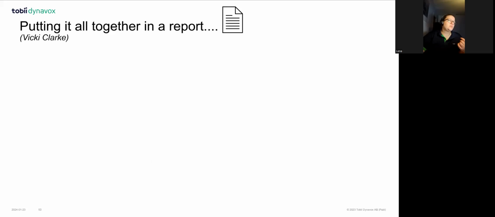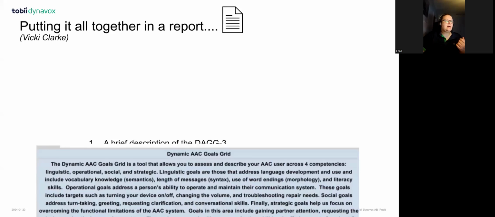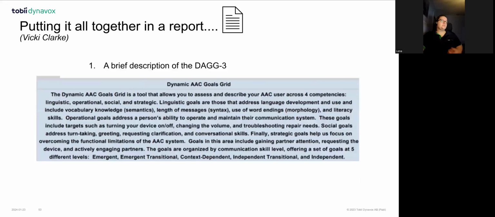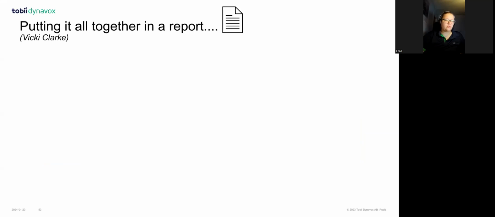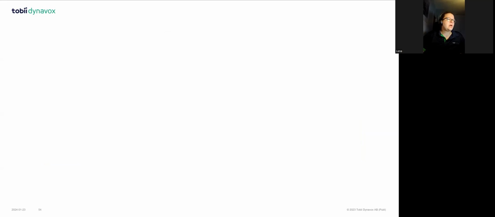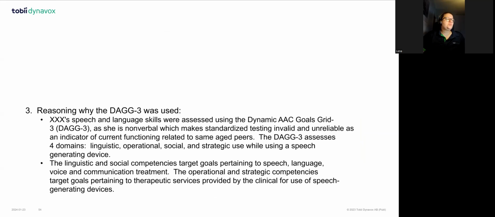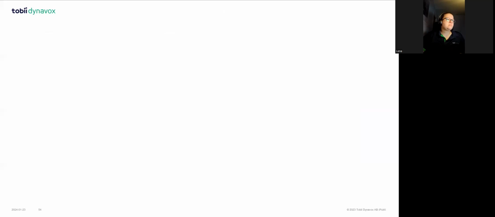And later on, we will put it all together in the report. There are some ideas. For example, Vicki suggests that we give a brief description of DAGG-3 if the report is for someone who does not know what DAGG-3 is. For different specialists, school, parents, you can include it in your report. Besides that, if you would like to reason why DAGG-3 has been used, you can give that information in a description.